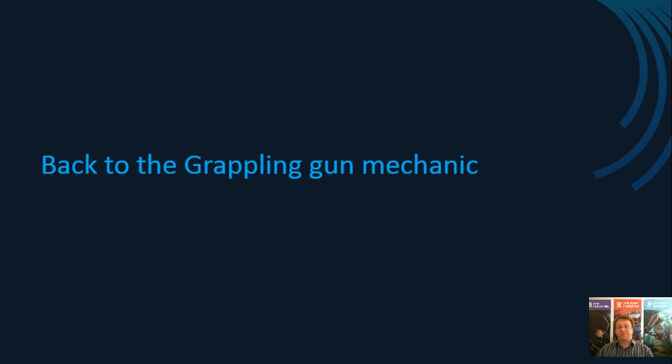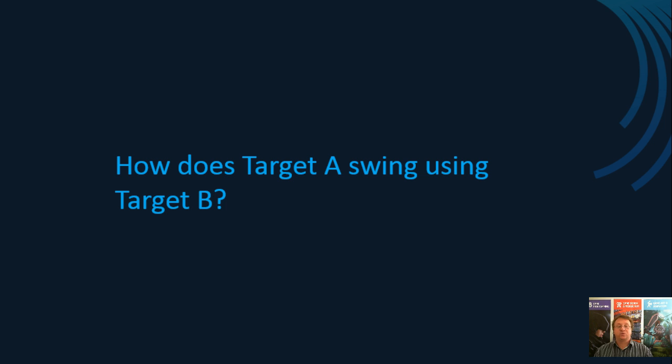Okay, so back to the grappling gun mechanics. How does target A swing using target B? Now again, in this development, we may not have this swing feature, but because I have time to think about all the possibilities for it, for my grappling gun, I'm going to go as far as I can with it. And then you might find that the grappling gun itself might have upgrades, and this is where some of those upgrades get added to.